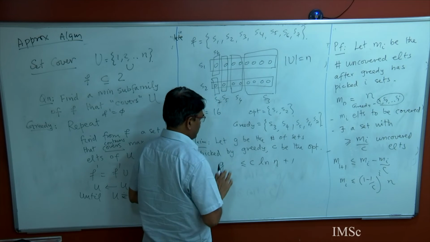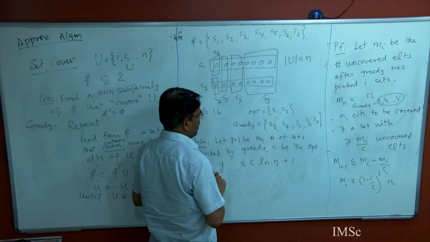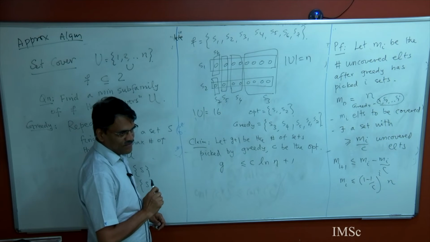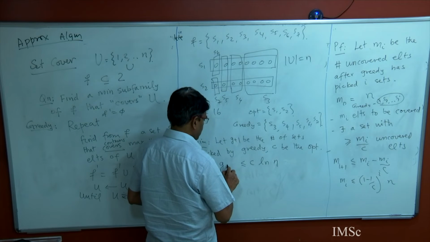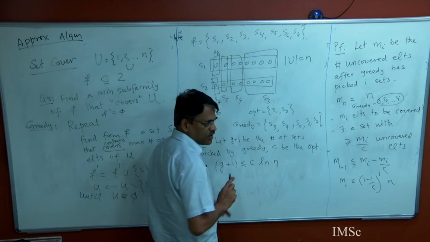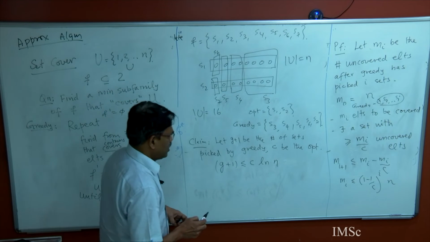Okay, so just to make life simpler, let us say greedy picks some g plus 1 sets instead of g sets. Yeah, so this is what I want to show. So, the number of sets picked is just g plus 1.